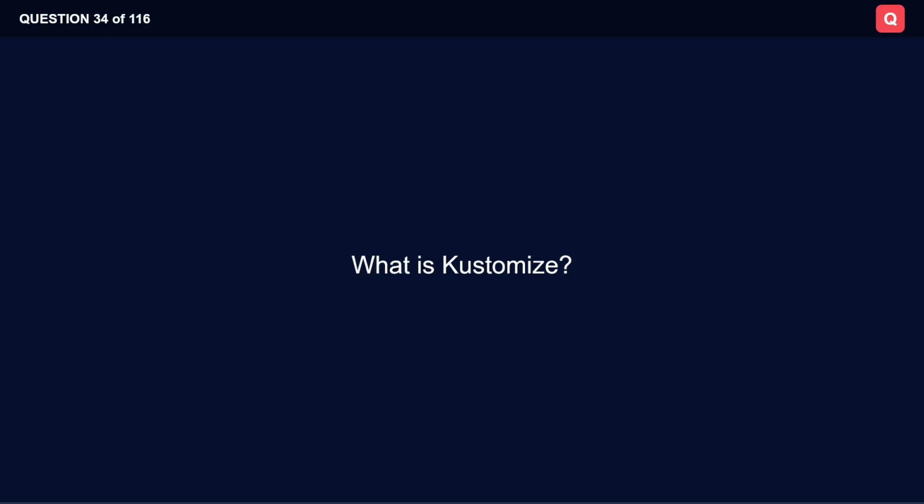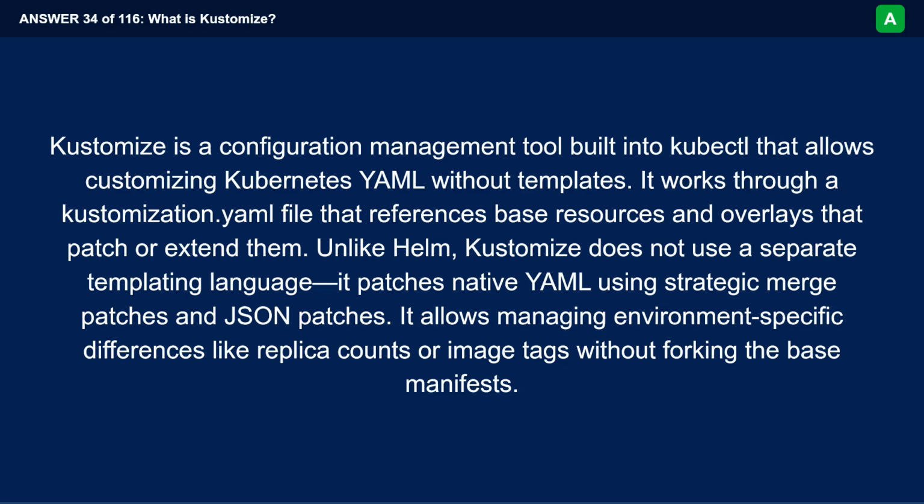What is Kustomize? Kustomize is a configuration management tool built into kubectl that allows customizing Kubernetes YAML without templates. It works through a kustomization YAML file that references base resources and overlays that patch or extend them. Unlike Helm, Kustomize does not use a separate templating language. It patches native YAML using strategic merge patches and JSON patches. It allows managing environment-specific differences like replica counts or image tags without forking the base manifests.